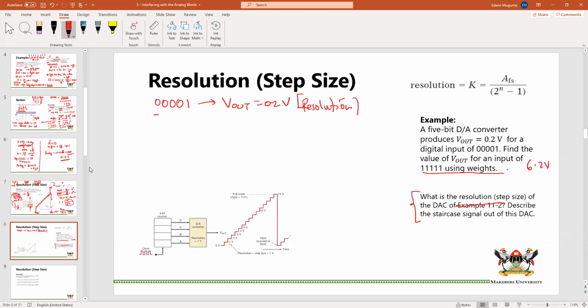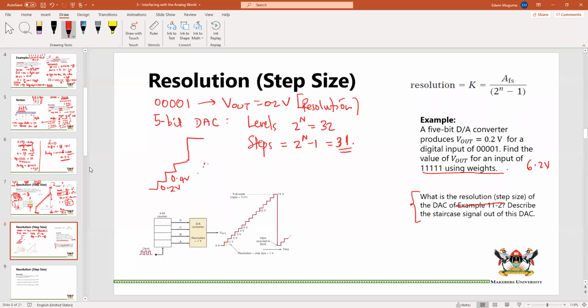Now, in this case, this is a 5-bit DAC. And so its number of levels is 2 to power n, which is 32. And its number of steps is 2 to power n minus 1, which is 31. So describe the staircase signal of this DAC. The staircase signal will increase from 0 volts. Every time it will jump 0.2 volts, okay, 0.4 volts, and so on, until it reaches its maximum full scale voltage, which was 31 times 0.2, which was 6.2 volts.